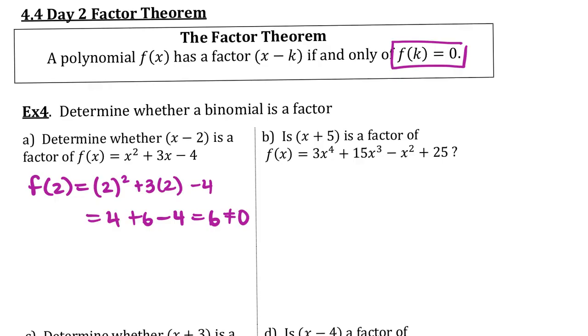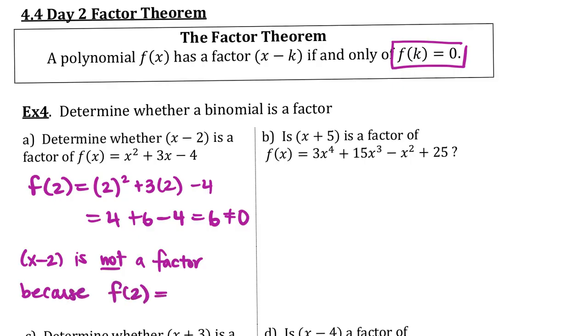So what's the question asking? Is x minus 2 a factor? x minus 2 is not a factor because f of 2 does not equal 0. I don't need to say what it equals. I already showed above that it's not equal to 0. Okay, let's look at B.